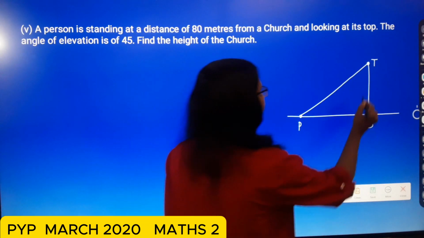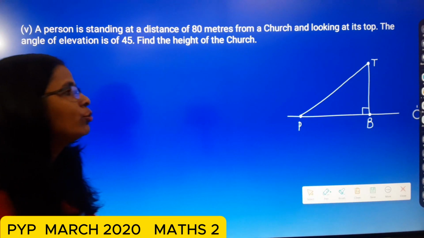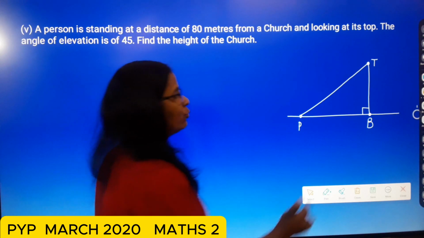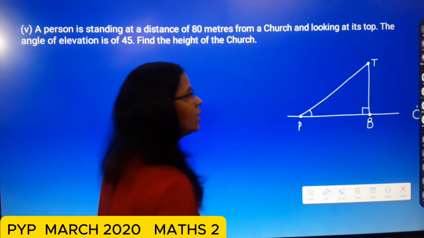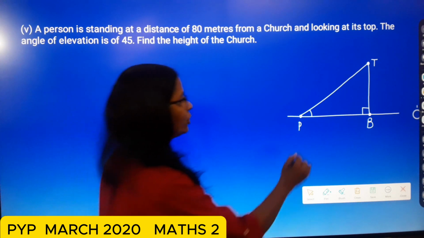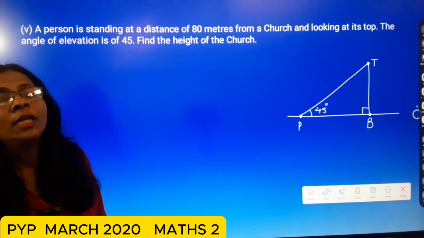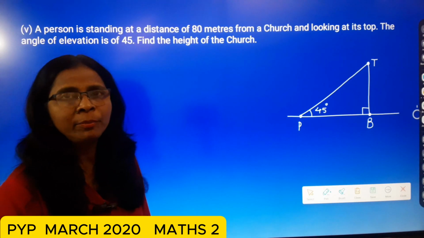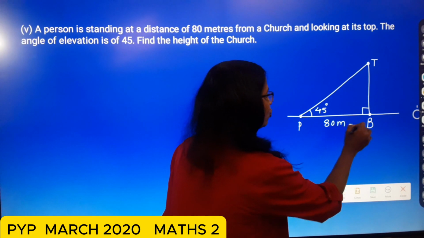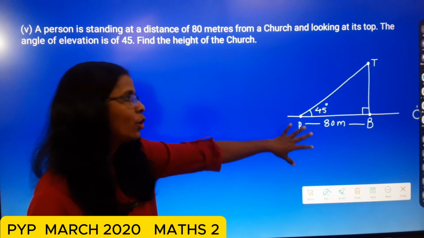Now here students, TB and PB are perpendicular to each other. So the measure of angle TBP is equal to 90 degree, and the person looks at the top with the angle of elevation, which is equal to 45 degree. So I write 45 degree, and the distance between the church and the person is 80 meter. So I write here 80 meter. Such information is given, and we can draw the figure.